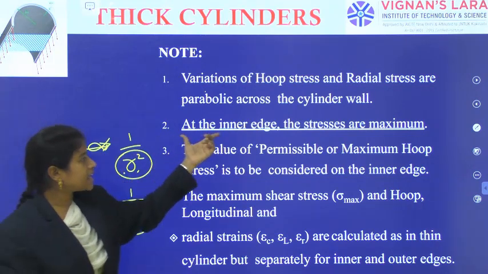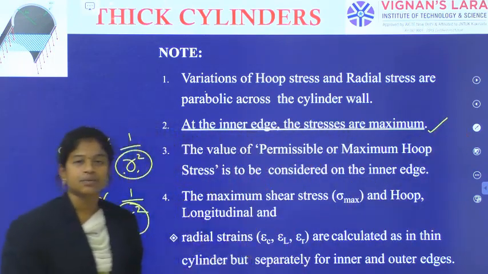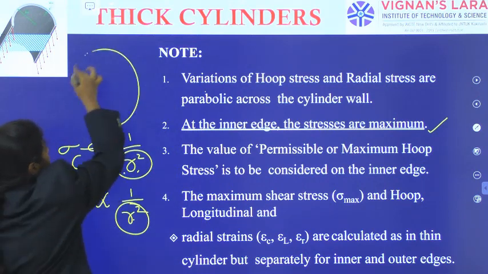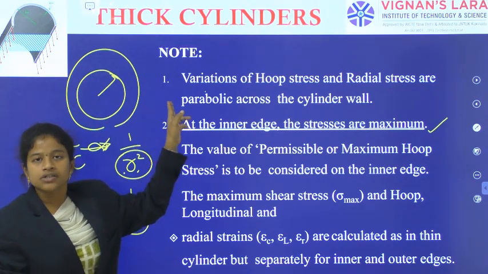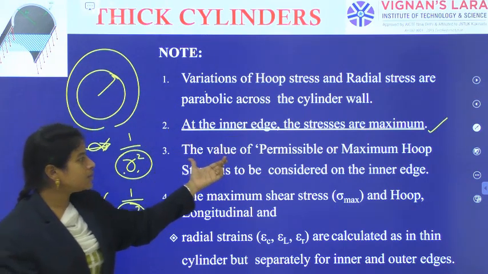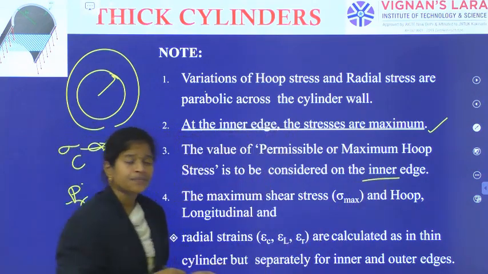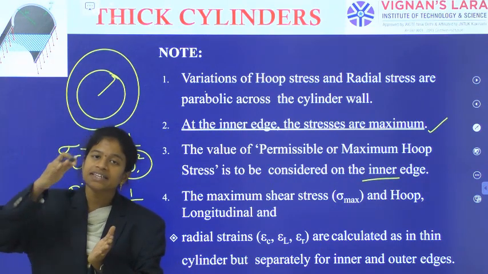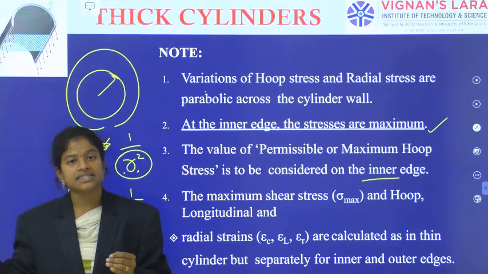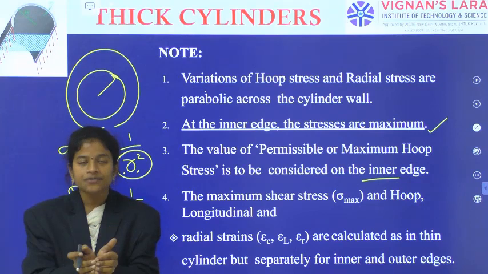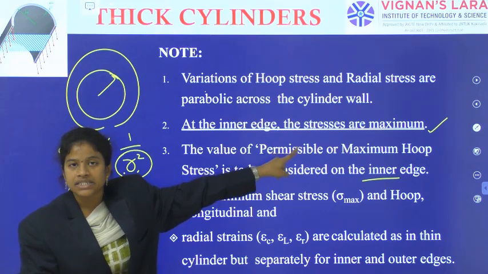wall thickness. And then the next point: at the inner edge, the stresses are always maximum. As the fluid is filled inside, the pressure inside is always the highest. So the maximum permissible hoop stress is to be considered at the inner edge only. Whatever the stress inside, that is the limit for us, not the external, because the external may have a lesser value than the inside. Only the inside of the cylinder will have maximum stresses.